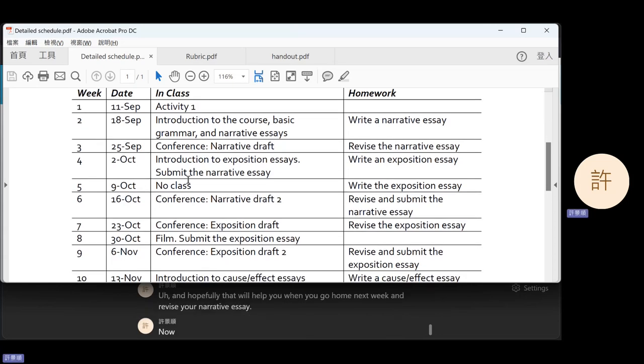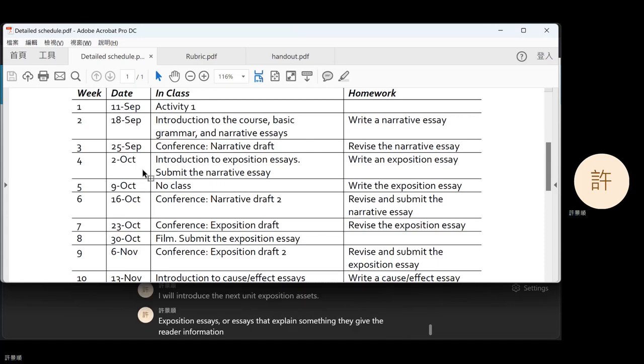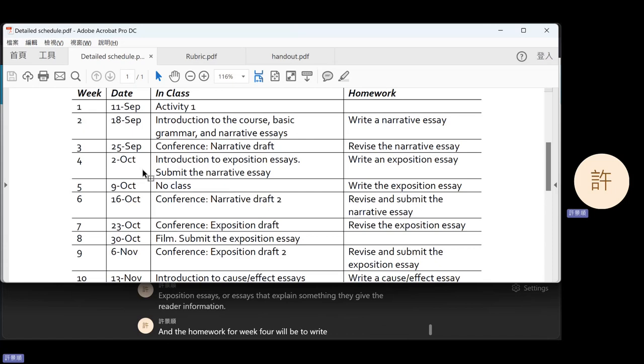Now, week four, you do have to submit your draft. So you have to finish your first draft by week four. In class, I will introduce the next unit, exposition essays. Exposition essays are essays that explain something. They give the reader information. And the homework for week four will be to write or to begin writing an exposition essay.